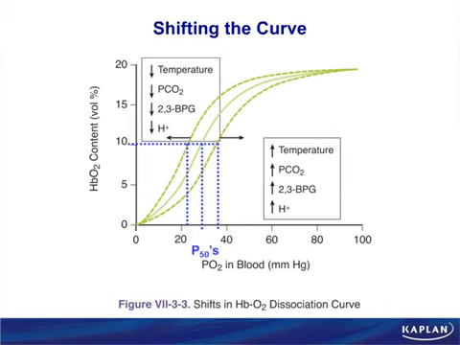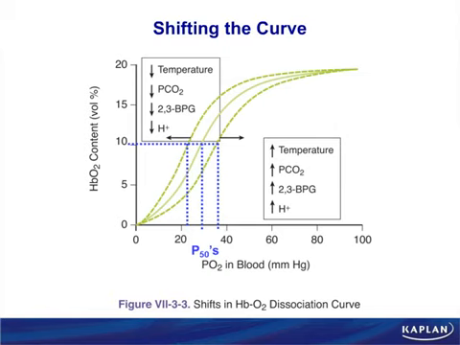So a rise in temperature or CO2 or hydrogen ion, like during exercise, right shifts the curve, which increases the P50 and reduces the affinity, which is very, very beneficial because that helps unload the oxygen to the tissue. A left shift in the curve, so if these go down, temperature goes down, etc., then we left shift the curve and we decrease the P50, which means we have greater affinity.